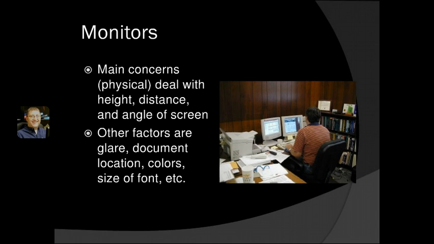You also want to think about the angle of the screen with regard to your torso. In other words, do I have to turn my head left or right to look directly at the screen, or is it right in front of me?